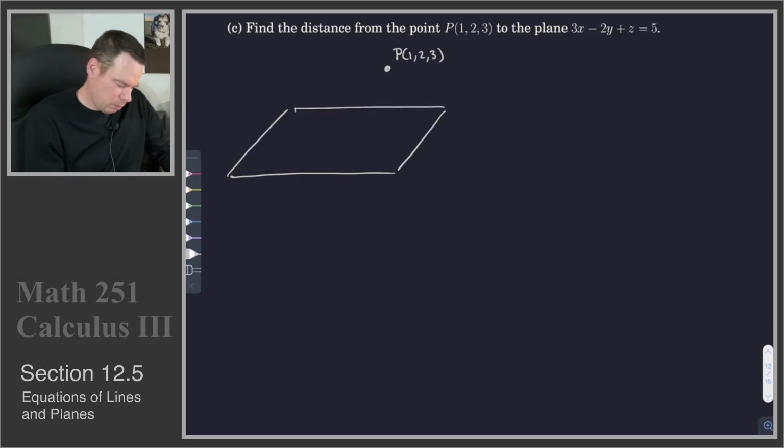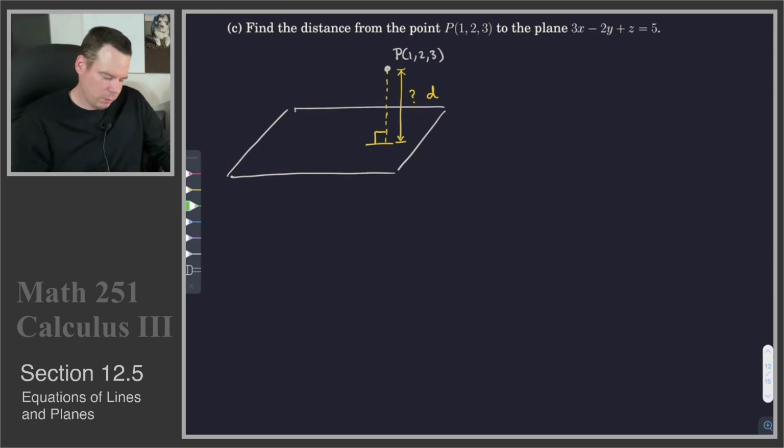What we'd like to know is how far away this point is from the plane. That distance is going to be the length of this line segment, which goes from the plane, perpendicular to the plane, up through the point P. And we'd like to know how long that is. Let's call that length d. So that's the distance between our point and our plane.